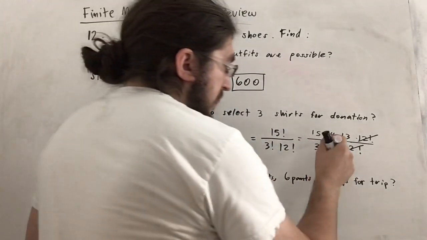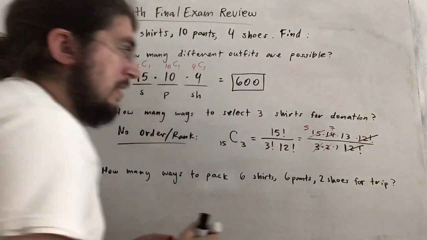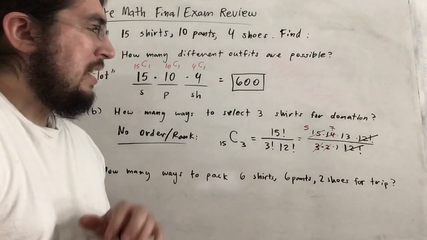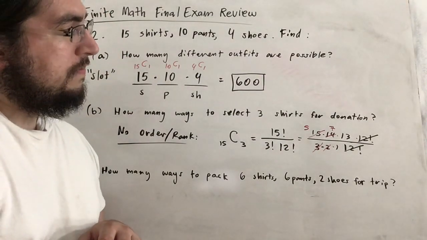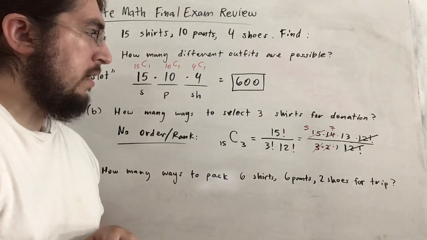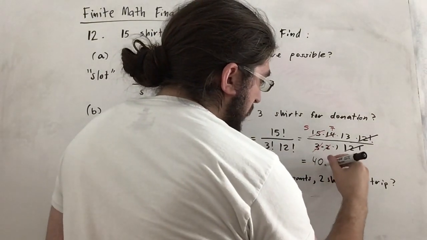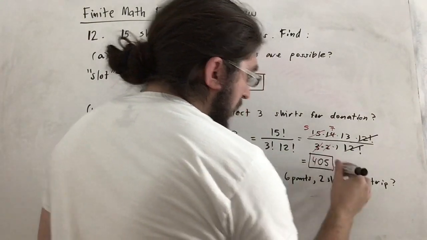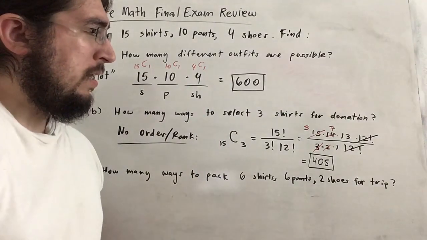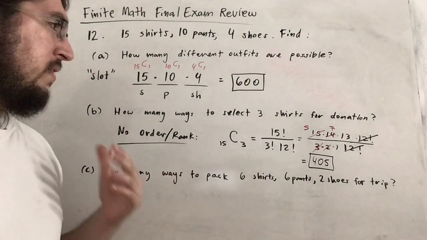3 goes into 15 5 times. 2 goes into 14 7 times. And then we're left with 5 times 7 times 13. Let's see, 7 times 13 is 91, and times 5 is 455. So there are 455 different ways you can select 3 of your 15 shirts, which is a little mind-boggling, but it's just something to think about. And I'm going to move on then.